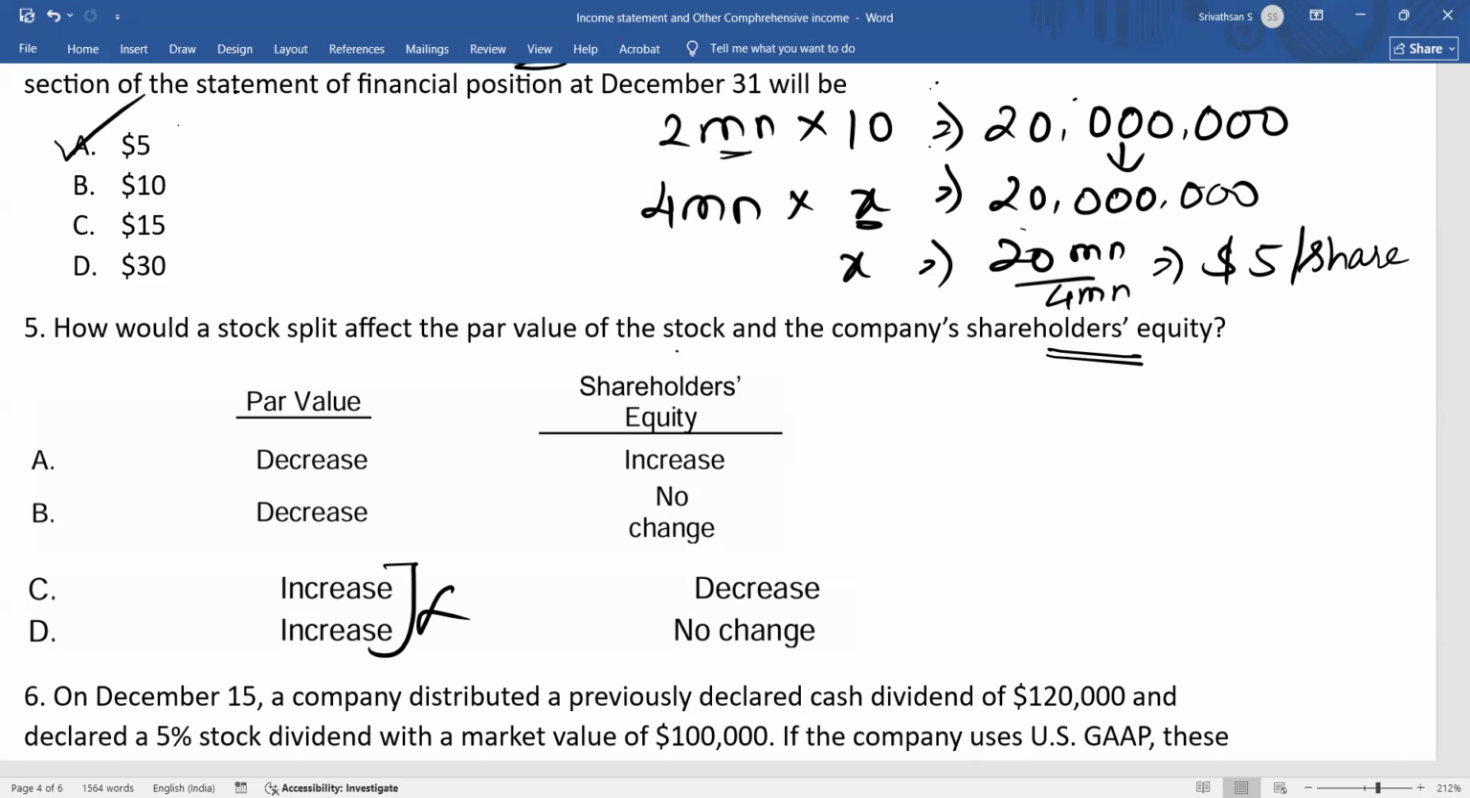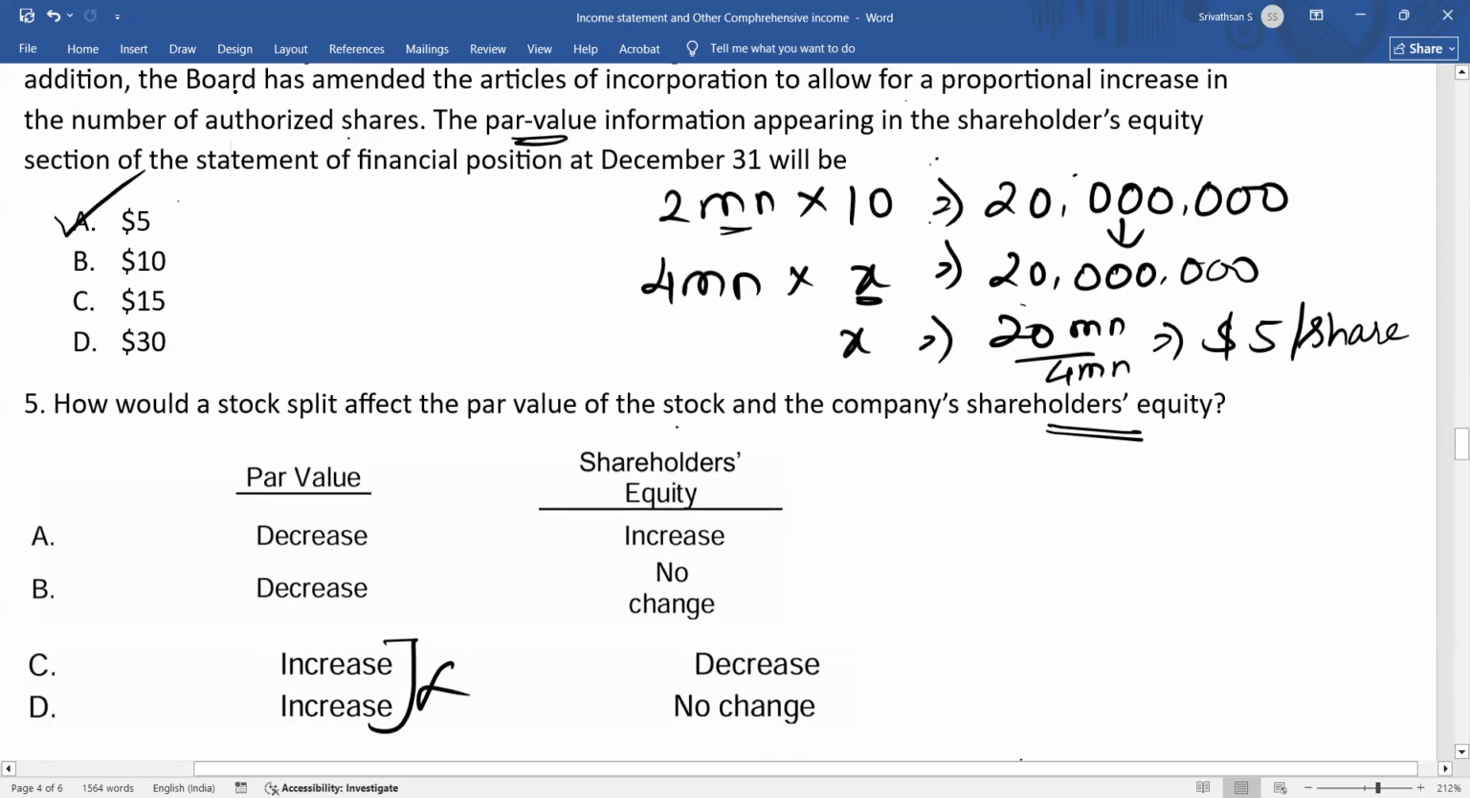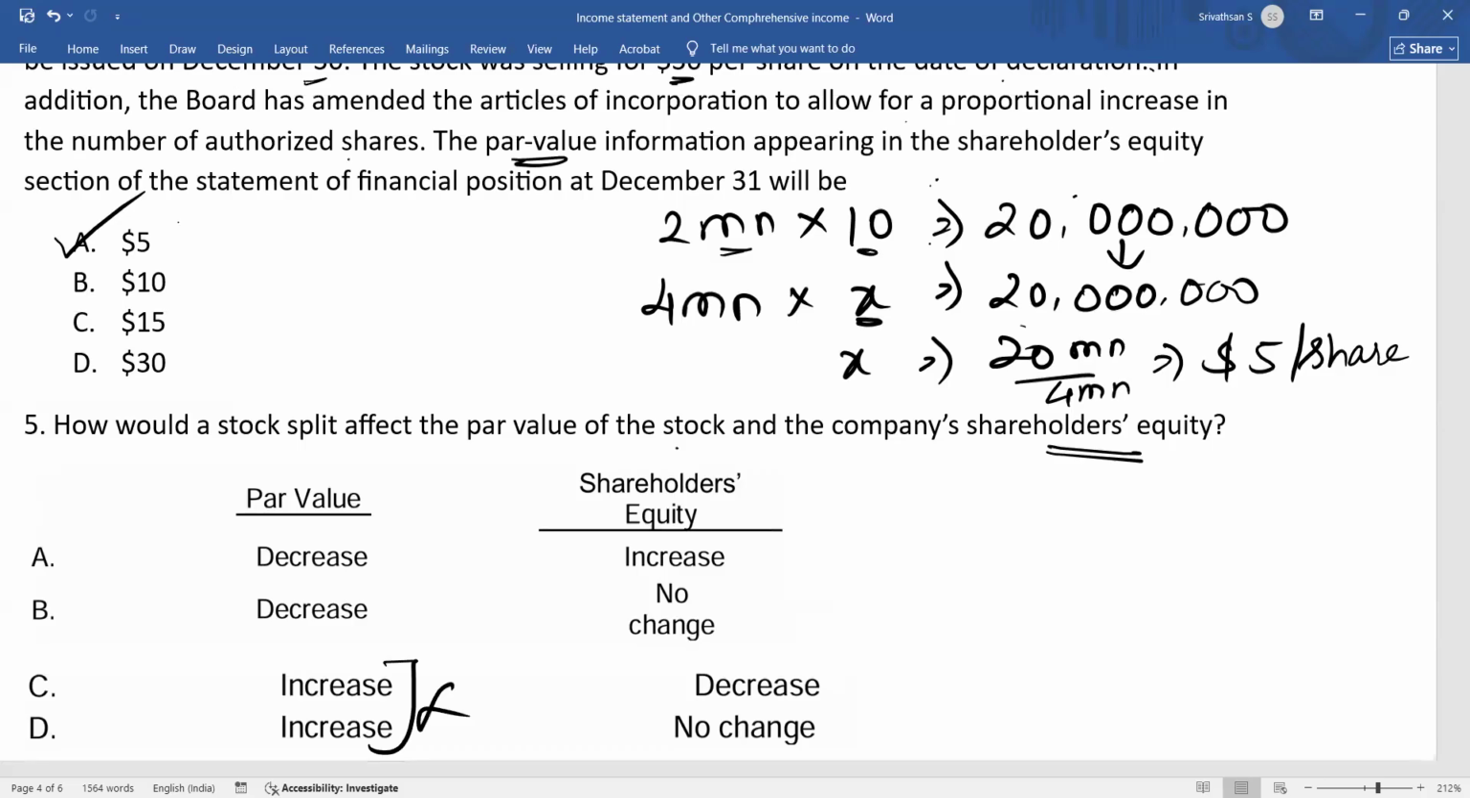Because of the stock split, the par value of the company will decrease. Here you can see, before the stock split, par value was 10 per share. After the stock split, par value has become rupees 5 per share. So par value will decrease. What about shareholders' equity? There is going to be no change in the shareholders' equity value. So as a result of stock split, the par value of the share will decrease and there is no change in the shareholders' equity.